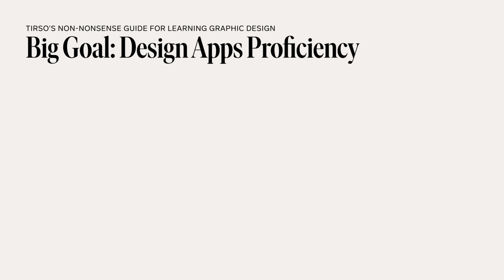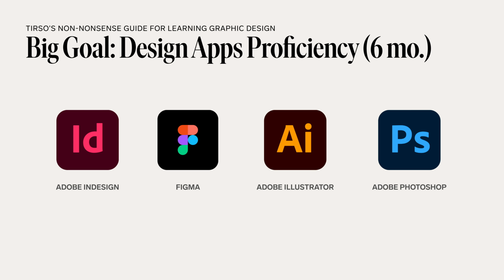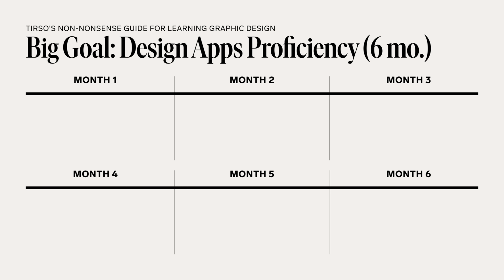Let's say your big goal is to become proficient in the design apps. We'll give it a timeline, 6 months, sure. I'm going to break this down one level into milestones. Your list of apps to learn are InDesign, Figma, Illustrator, and Photoshop. We can give these a timeline that fits in the 6 months.